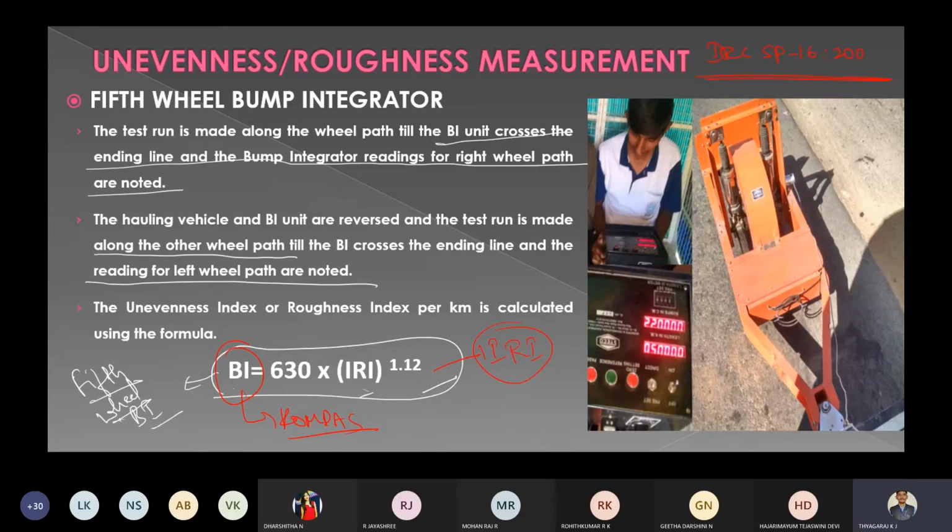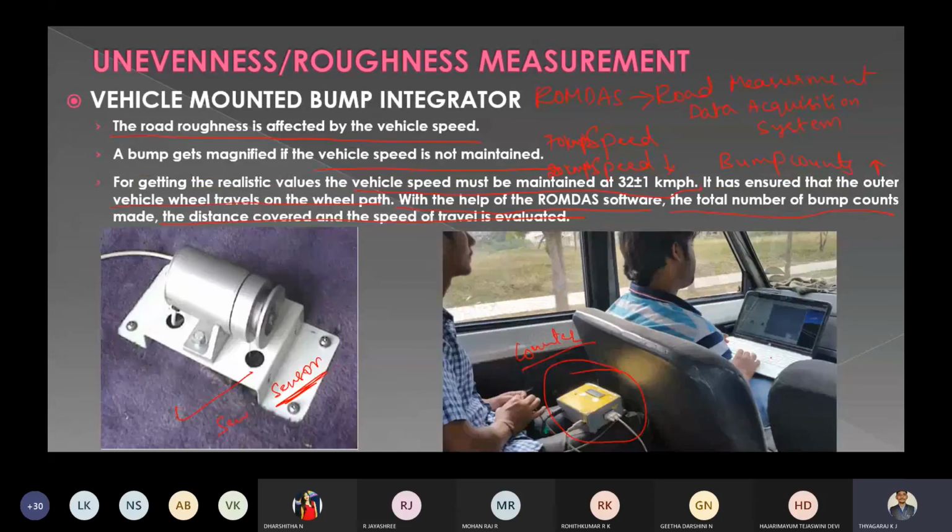So bump integrator they have given. Then fifth wheel they have given. Then vehicle mounted or car mounted. In the exam they may ask car mounted or vehicle mounted, both are same. Don't get confused with car mounted and vehicle mounted unevenness integrator. Is it clear? So the next one is car mounted. A pulley arrangement will be fixed to the rear wheel of the vehicle, the rear axle. If there is any undulation of the pavement, you can experience this by collecting the data.